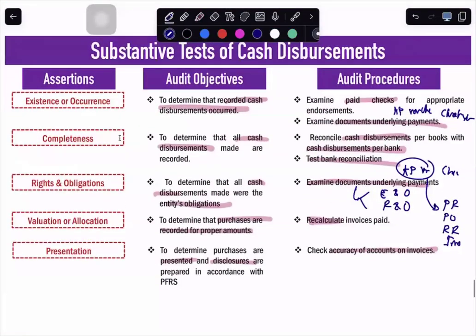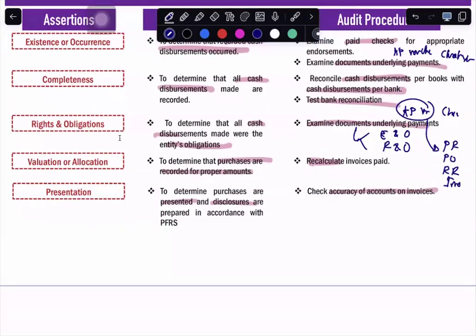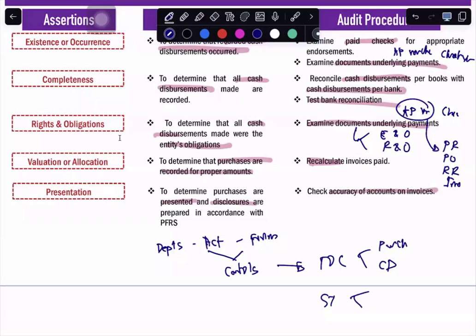Okay, and the same for your expenditure, it is still the same. We look into the different departments. We look into the different activities on those departments, and the forms. We discuss the different controls in place. At the same time, we can do tests of controls on your purchases, next, tests of controls on your cash disbursements, and then substantive tests on your purchases and substantive tests on your cash disbursements. That's it for your expenditure and disbursement cycle.